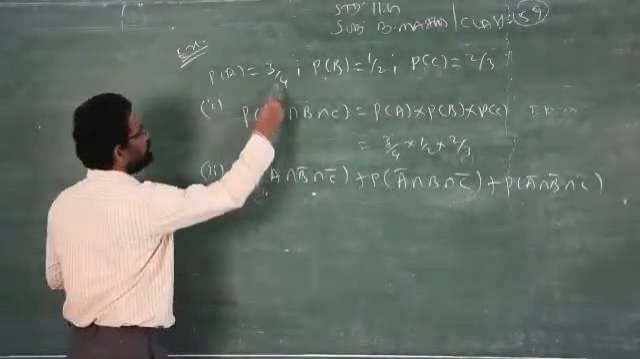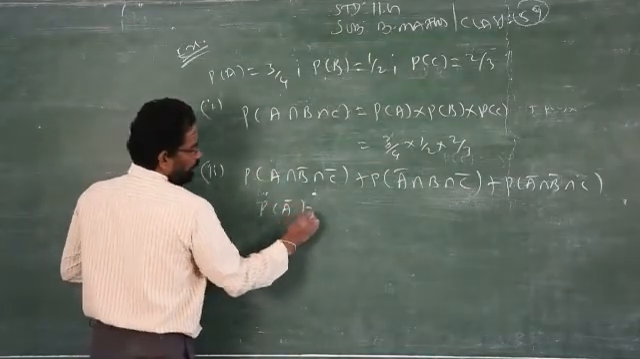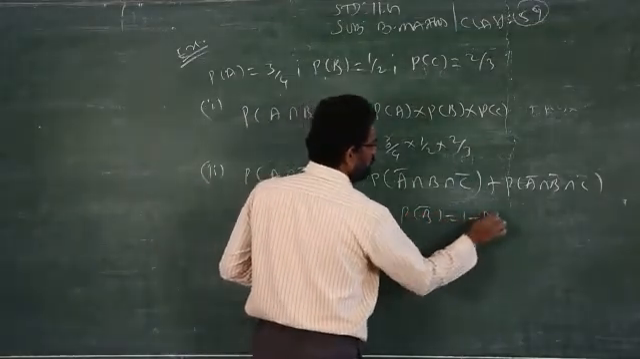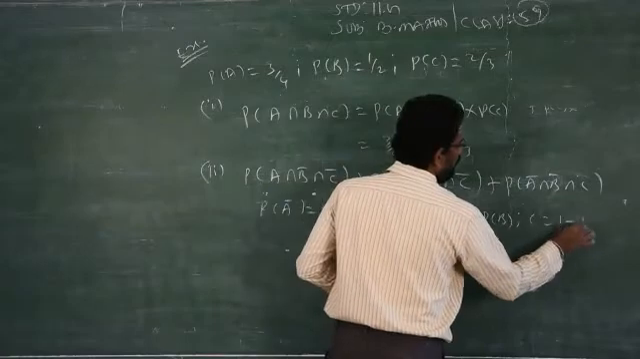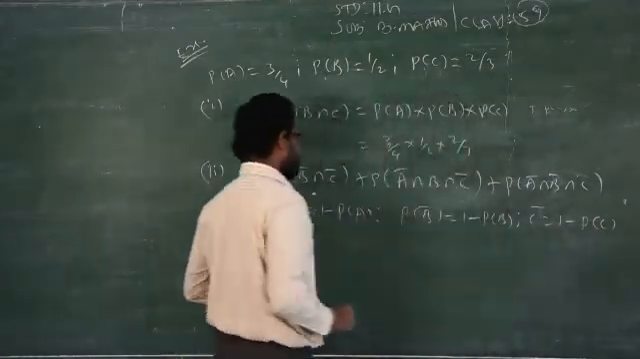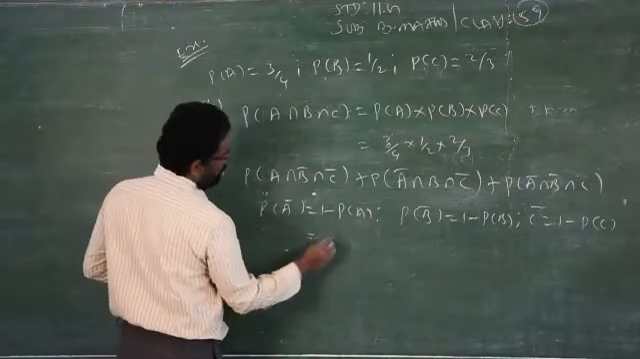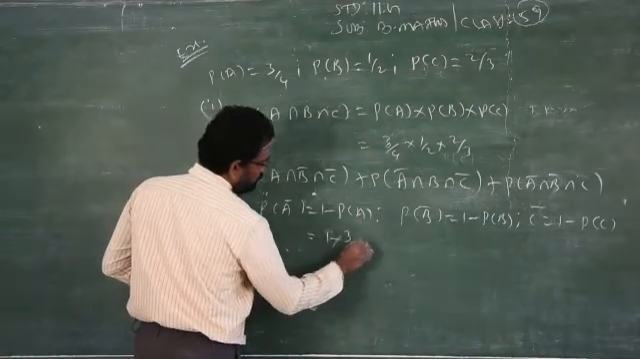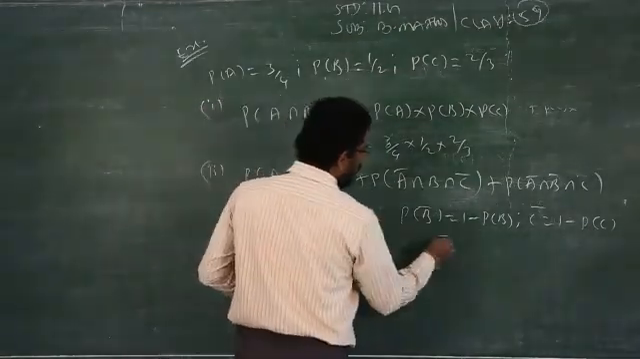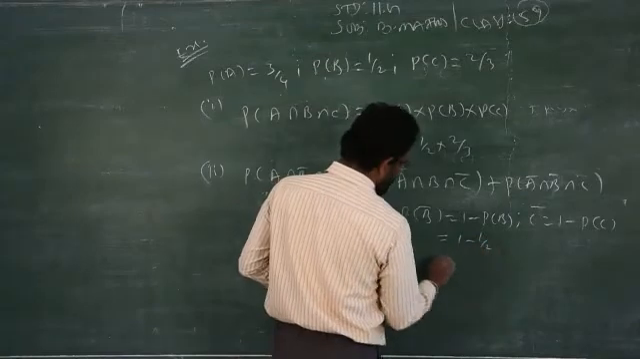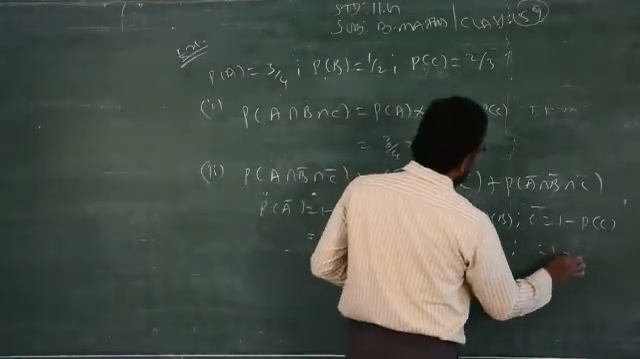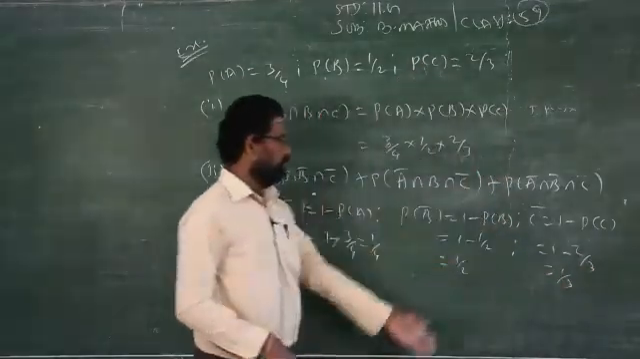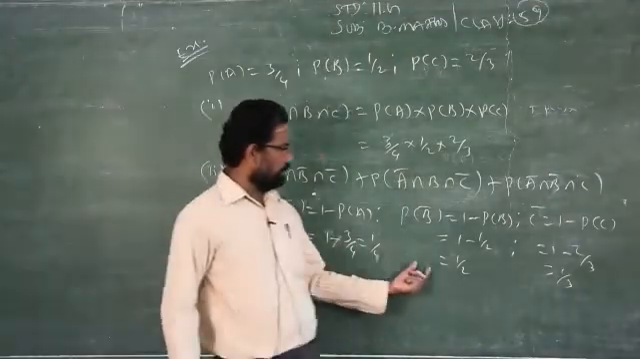Clear? So I know what P of A is, but I don't know what P of A bar is. It is 1 minus P of A. Then P of B bar is 1 minus P of B, and P of C bar is 1 minus P of C. So for A bar, we find 1 minus 1 by 3, that is 1 minus 3 by 4, that is 1 by 4. Here 1 minus P of B, 1 by 2, that is 1 by 2. Then 1 minus 2 by 3, that is 1 by 3. So you know the information about P of A bar, P of B bar and P of C bar.